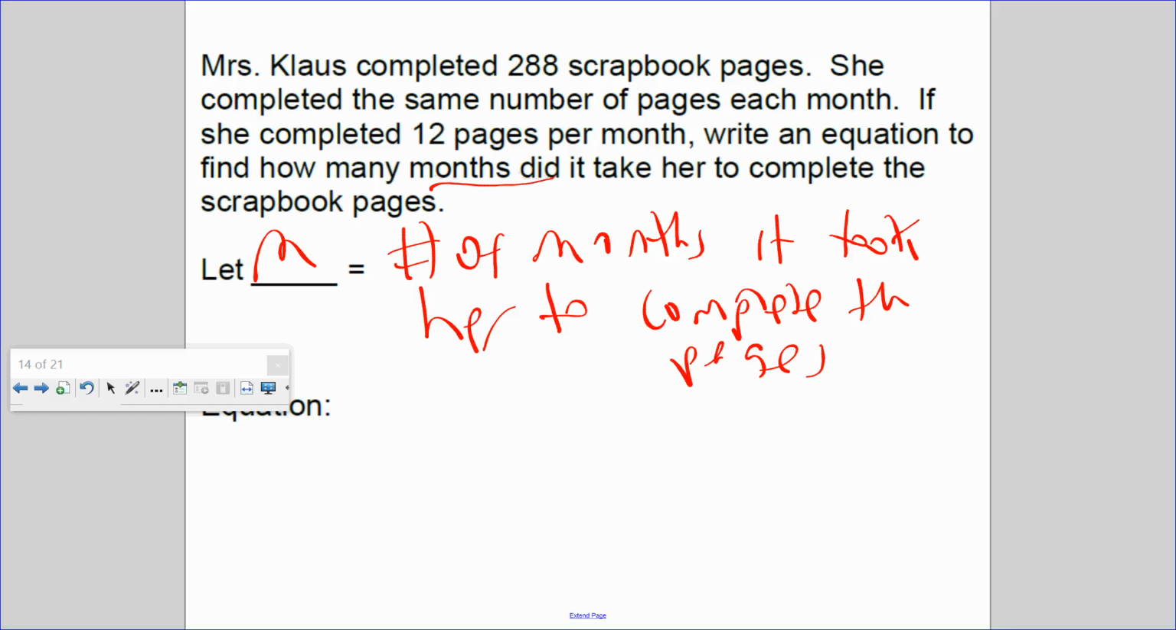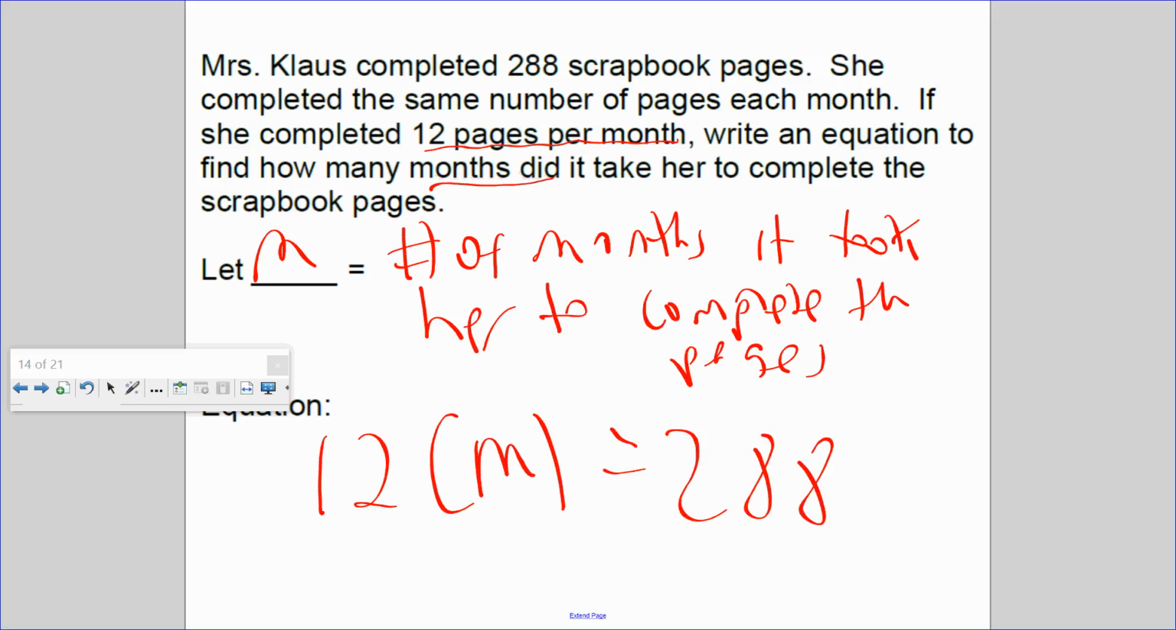So he completed 12 pages per month. So 12 pages times the number of months, and there's 288 pages. So this is our equation.